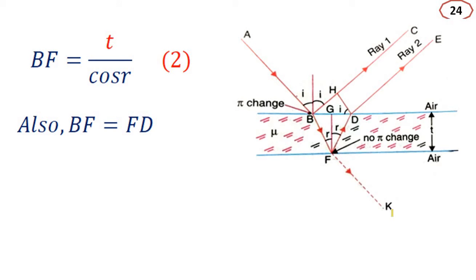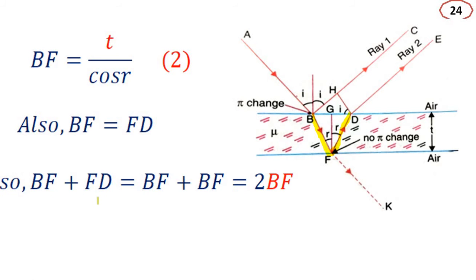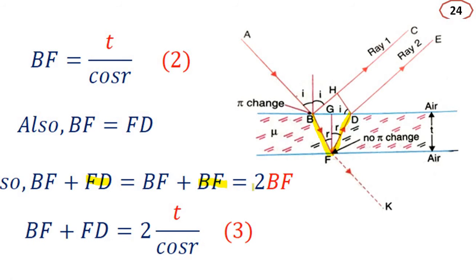Also, we know that BF equal to FD. From the diagram you can see this is BF, which is equal to FD, or BF plus FD equal to BF plus BF, substituting BF for FD, as BF equal to FD. BF plus BF equal to 2BF. We have the equation for BF, that is t by cos R, so that we can substitute here. That is, BF plus FD equal to 2t by cos R. Equation 3.